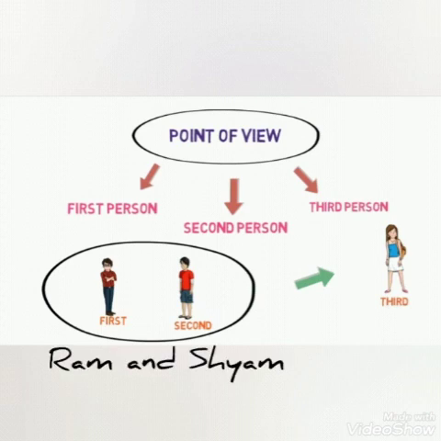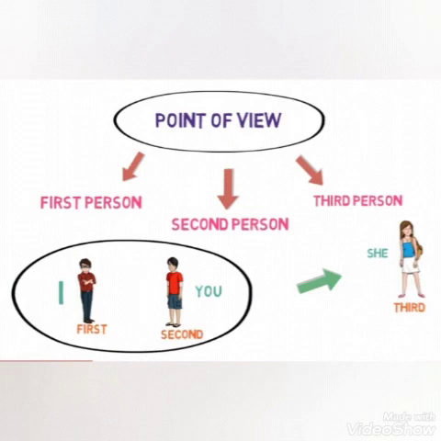Suppose Ram and Shyam are in a room. Ram is telling something to Shyam about Richa, who is not present in the room. Then in this case, Ram is the first person as he is the person who is speaking. Shyam is the second person as he is the person who is listening to Ram. And Richa is the third person as she is not present in the room while they are talking about her.